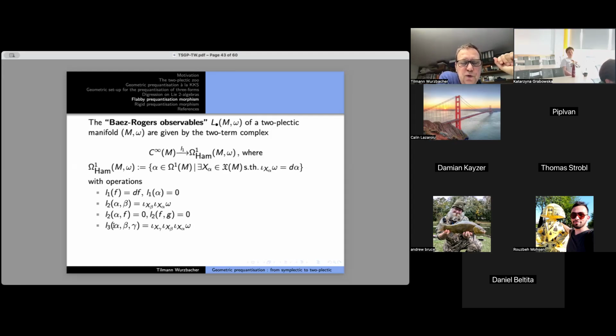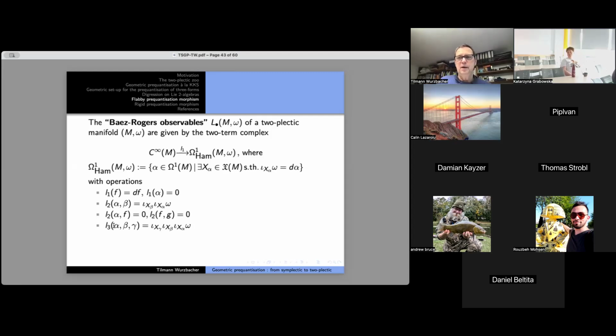So if you have two, you contract in the 3 form. You have a 1 form left. If you have three, you contract the 3 inside omega. You get a function left. So this is okay with the degrees. And then in principle, you have mixed terms for L2, but they are 0. So if you mix a function and a form, it's 0. If you take two functions, it's 0. So it's an extremely easy Lie 2 algebra.